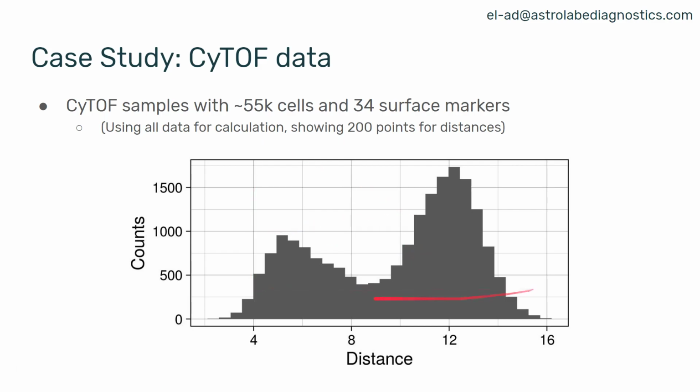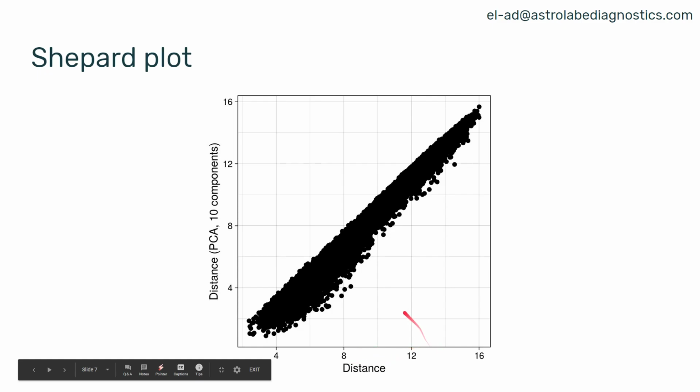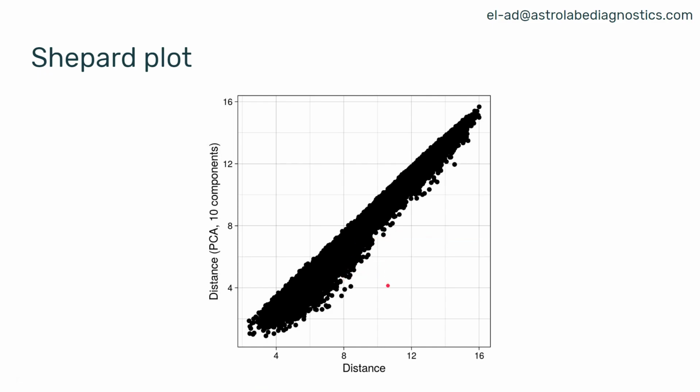And to look at how this behaves in the context of PCA, we can use a visualization called the Shepard plot. Or Shepard, I'm sorry, I'm not sure how to pronounce that. In this figure, the x-axis shows the original distances, so every point here is a pair of cells from the original data. The y-axis shows the distances in the principal component space, specifically taking the top 10 components. So we started with 34 dimensions, we ran PCA, we took 10 components, and we calculated distances.